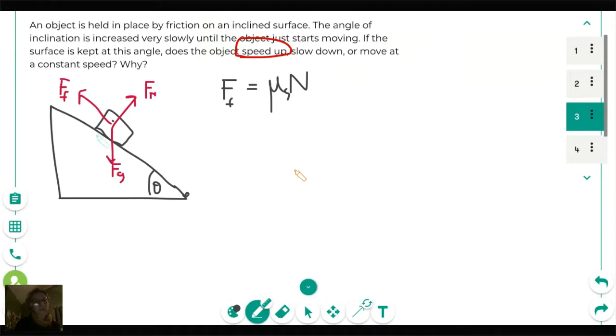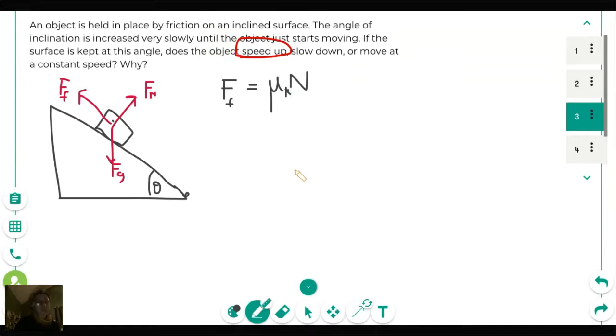But once the box starts moving, the ramp is going to be increased and increased and increased until that static friction is just overcome. And at that point, the box is moving. So now, instead of this being static friction, now it is kinetic friction because the box is already moving.